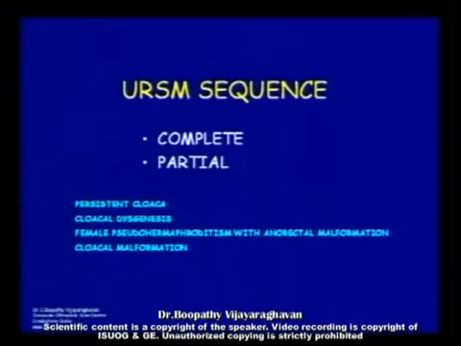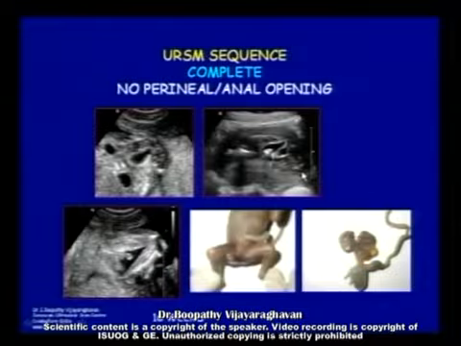Now, URSM sequence may be complete or partial. In complete, there is no perineal opening. In partial, there is a single perineal opening. Normally, in males, we get the urethral opening and the anal opening. In females, we get the urethral, vaginal, and anal openings. So if you don't get any perineal opening, it is complete URSM sequence. If you get one perineal opening, it is partial. Previously, different words have been used to describe this sequence.